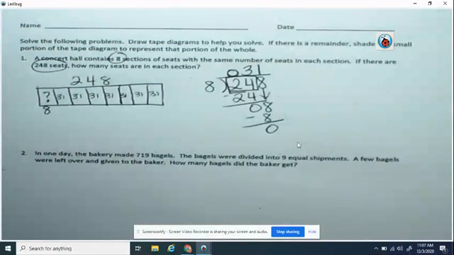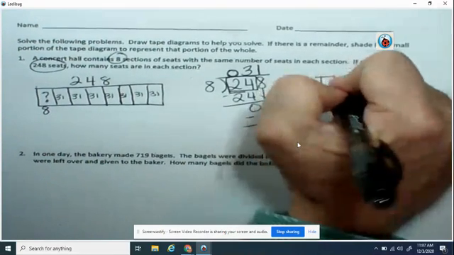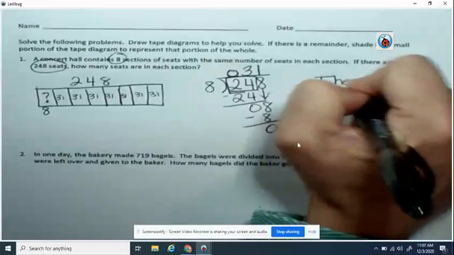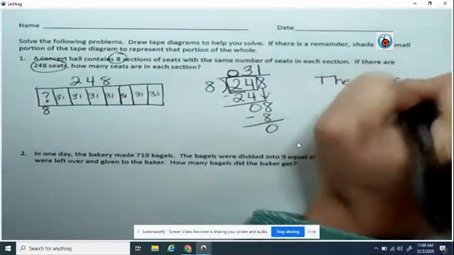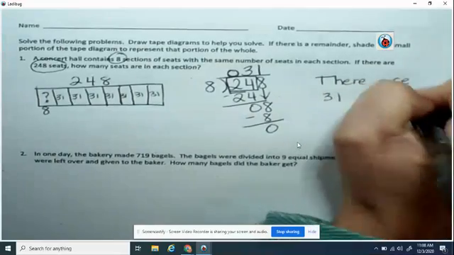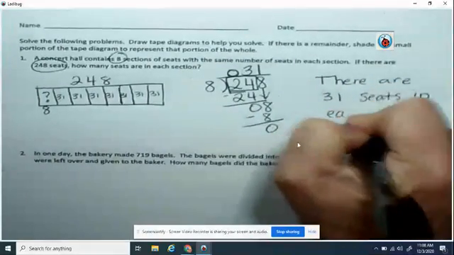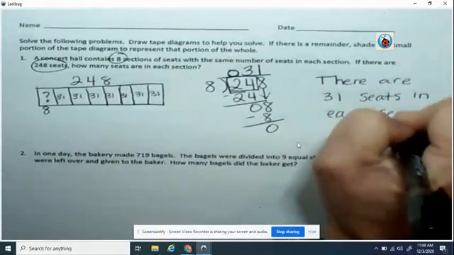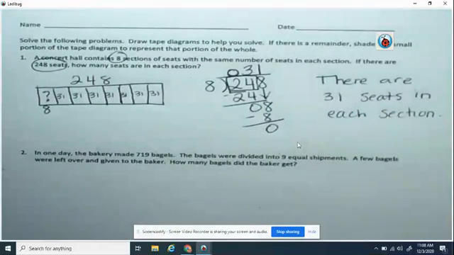Okay, so I need to write a sentence now because I'm doing a PEA. There are 31 seats in each section.